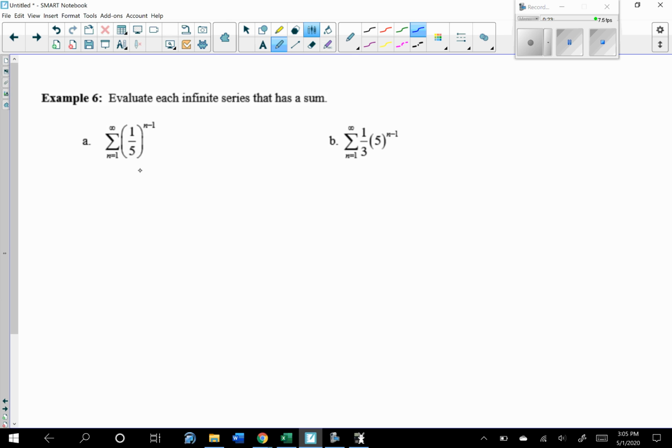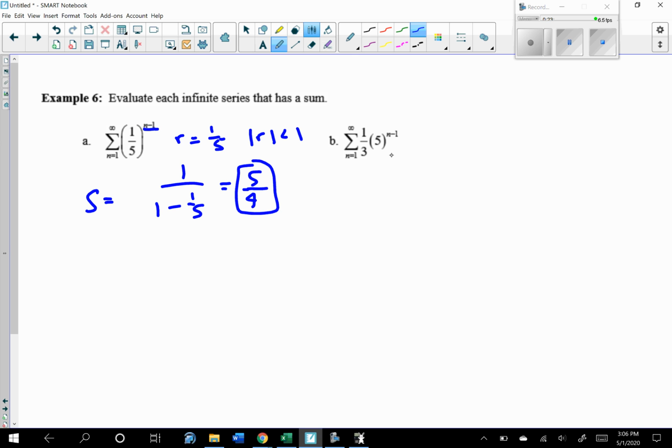So for this, I can see that this has an exponent of n minus 1. So again, we know it's our first term. If it's not written, then of course your first term is just 1, and this would be the common ratio. So the common ratio is equal to 1/5. That means that the absolute value of r is less than 1, so it converges and it has a sum. So the sum is equal to 1 over 1 minus 1/5, which is equal to 5/4.